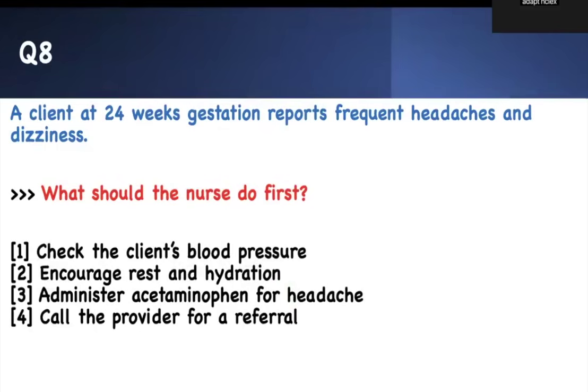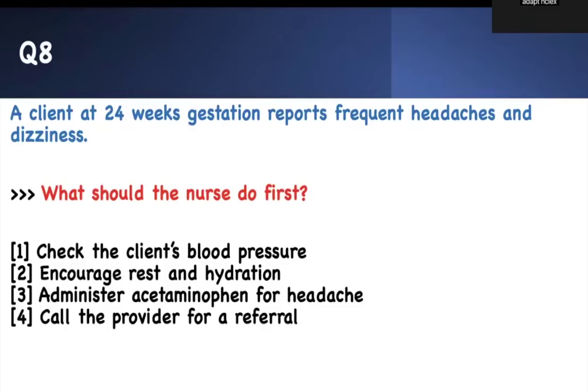A client at 24 weeks gestation reports frequent headache and dizziness. Second trimester, and having headache and dizziness. That's a bad problem. You worry about complications during pregnancy. One of them is preeclampsia or gestational hypertension. What should the nurse do first? You check the patient's blood pressure, let them rest, administer acetaminophen, and call the provider for referral. Figure out what is wrong.